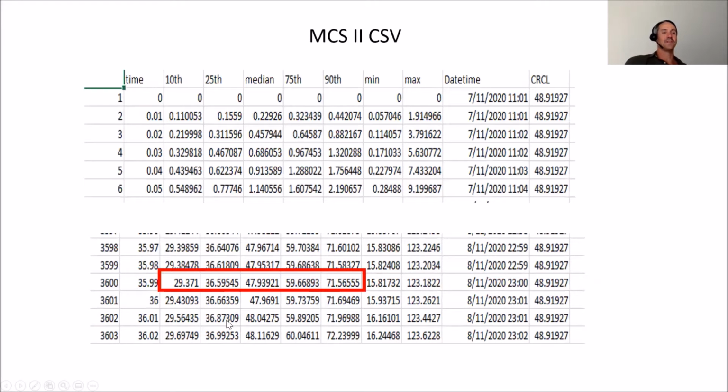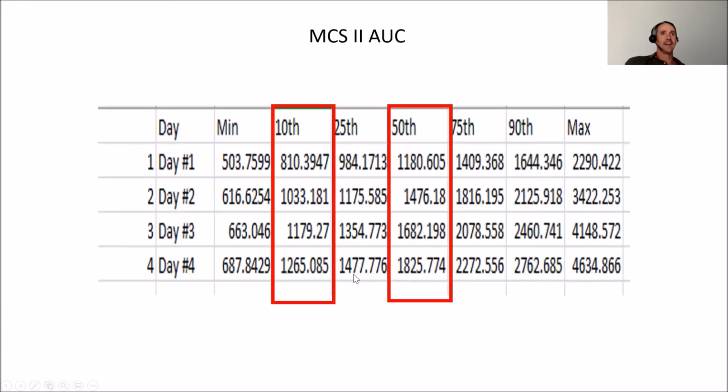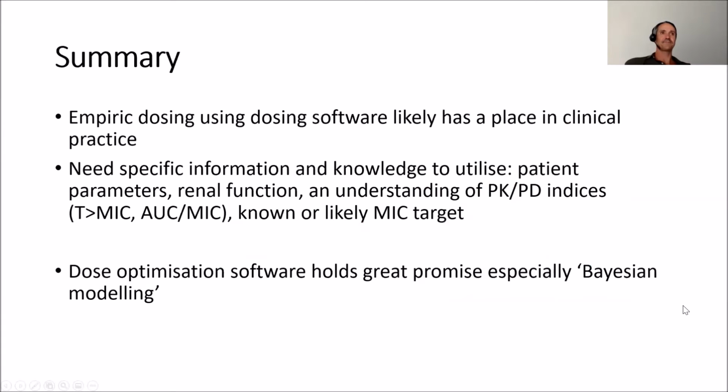And if we look at the outputs, if we're looking at the trough concentration, you can see here even the 10th percentile is 29.3. And the AUC, if we're looking at the median at day 2 or day 3, you can see it's just getting higher and higher, and the 10th percentile is well above 2. So that would suggest that if you were to do this empirically, that low dose followed by twice daily vancomycin and a creatinine clearance of 50 in this patient is probably excessive.